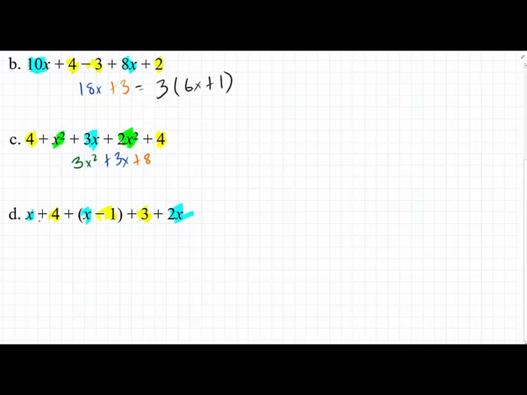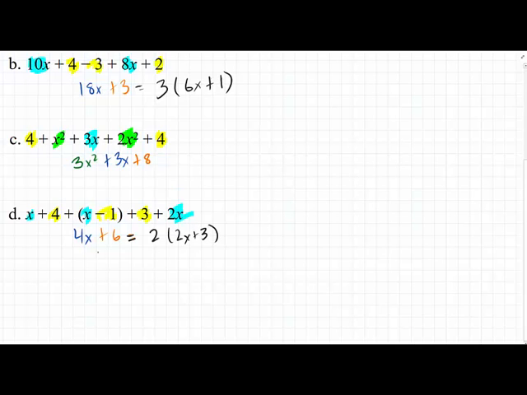Okay, so let's see. How many x's do we have? 1x, 2x plus another 2. We have 4 x's. As far as the constants, we have a 4 minus 1, which is 3, plus another 3 is 6. And again, we could factor this out if we wanted to. We could factor 2 out. We can make 2 groups of 2x plus 3.